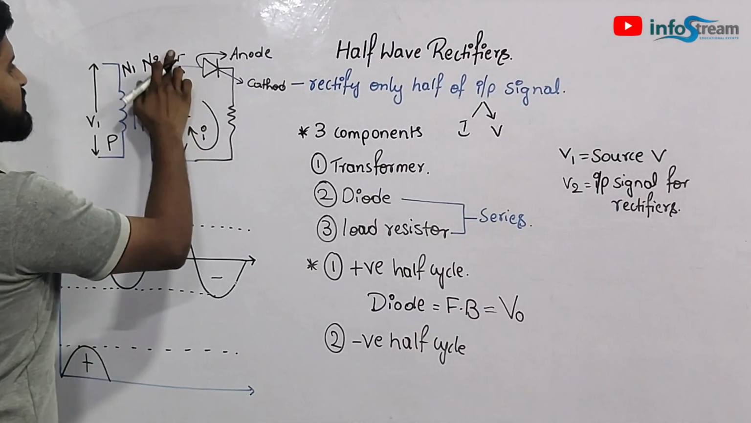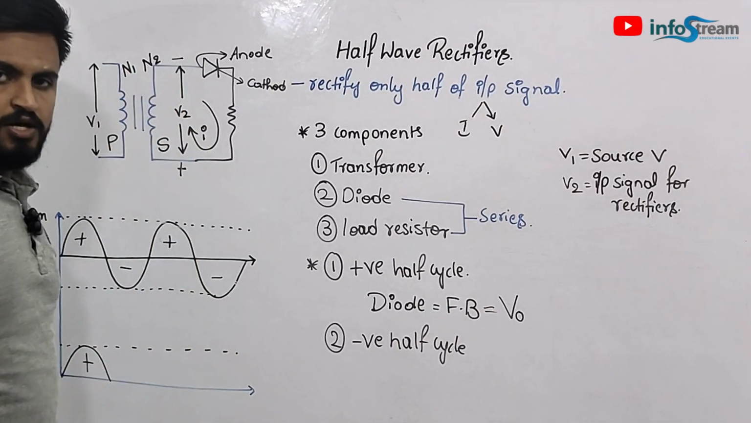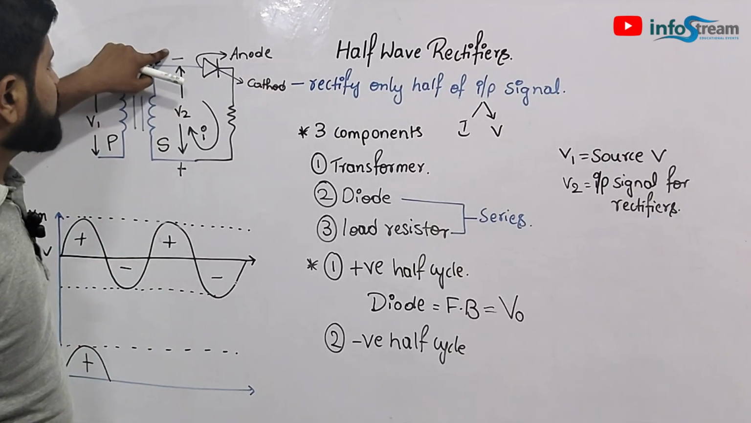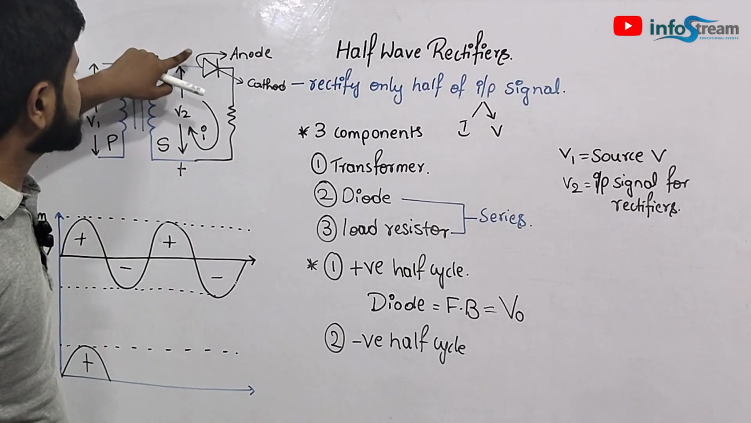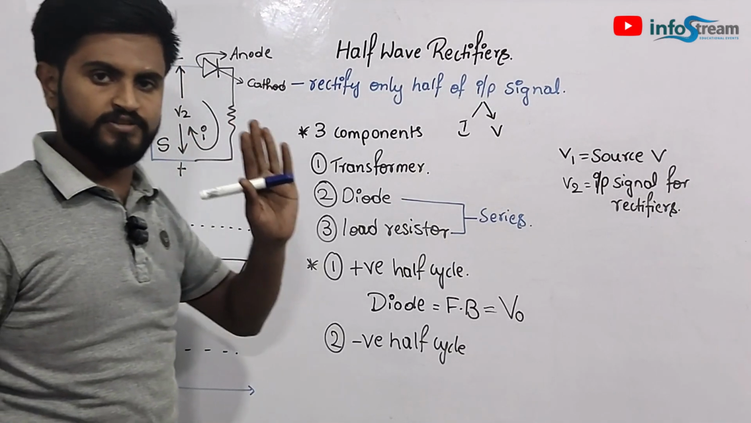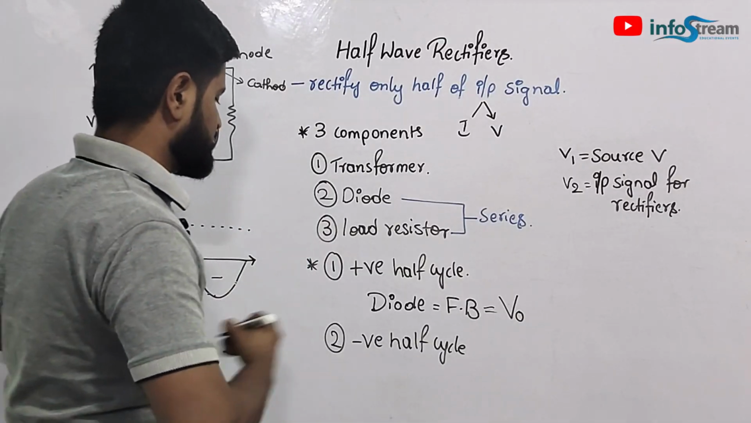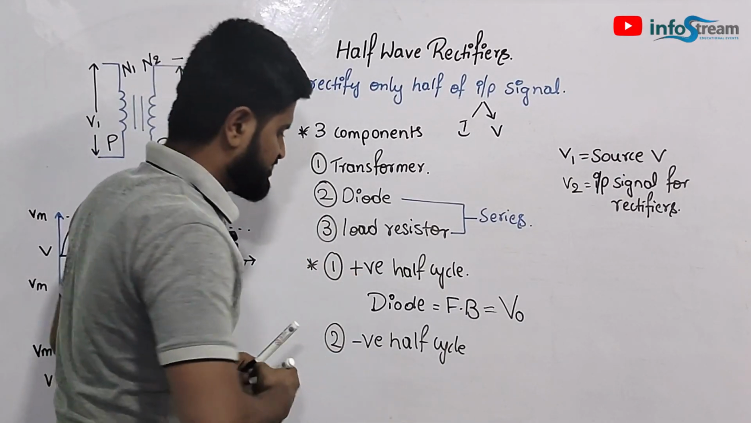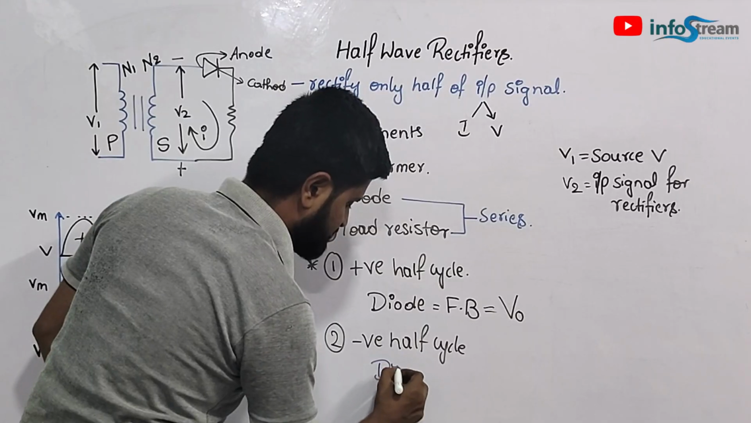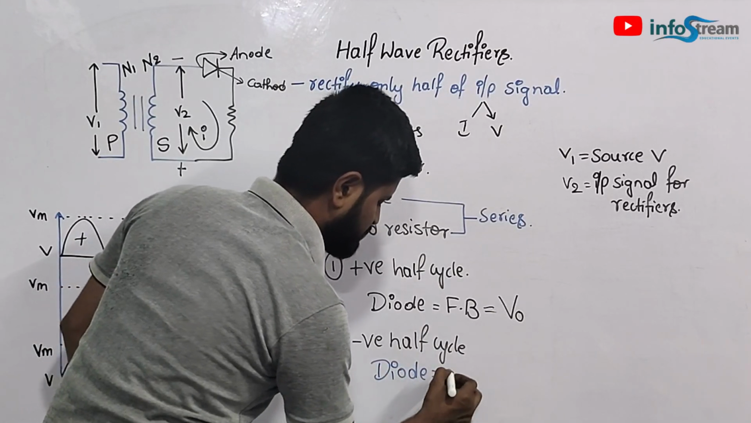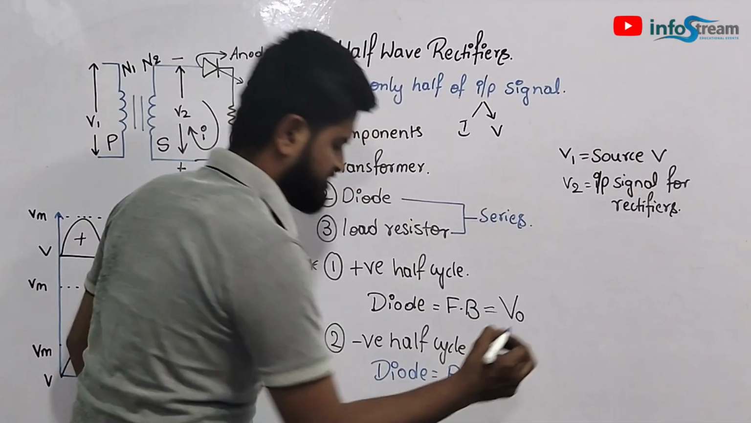Minus will become plus, plus will become minus. Now if you see here, the negative polarity is connected to the anode part of the diode. So here what will happen is, the diode will be in the reverse bias condition.